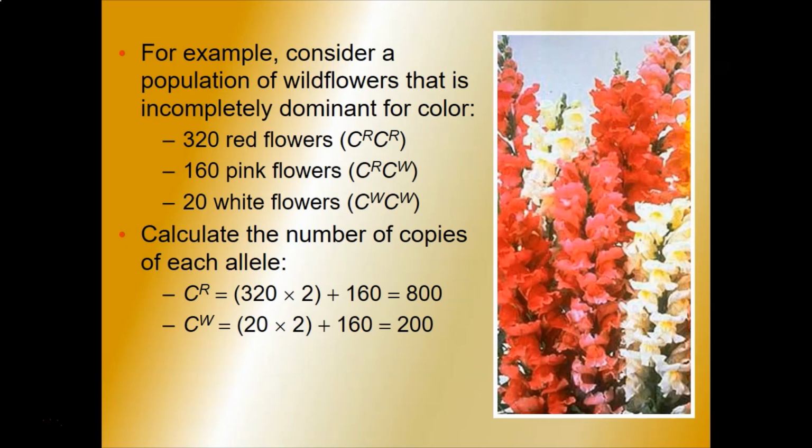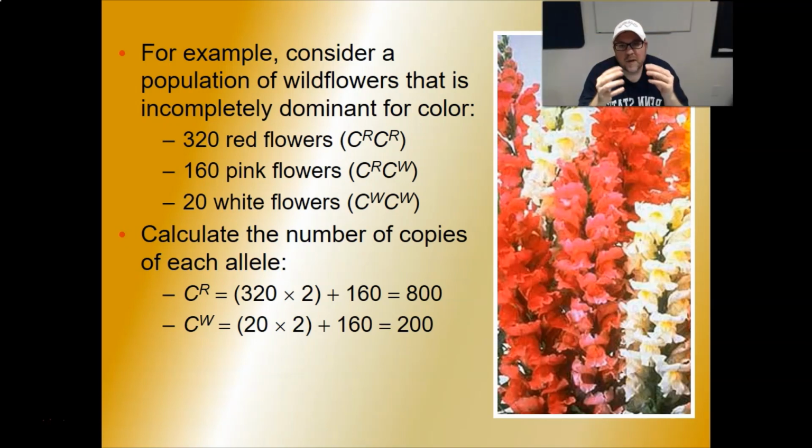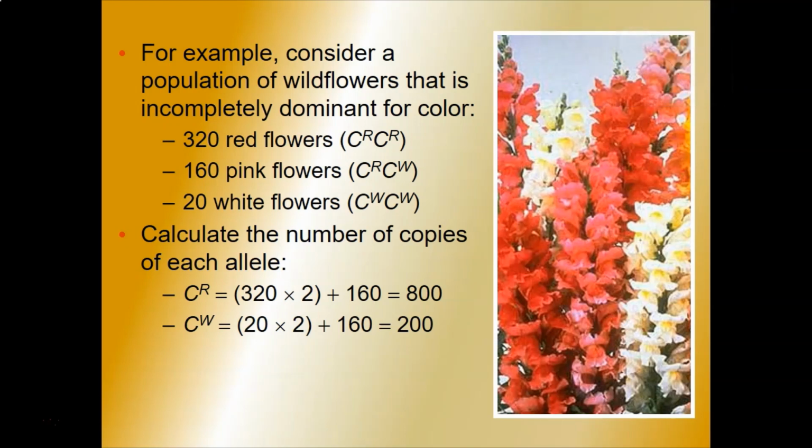First of all, you have to go back to your genetics. Remember what incomplete dominance is? That's when the heterozygote is a blend of the 2 homozygotes. So there's the homozygous dominant, the homozygous recessive, and the heterozygote, where they're blended together. In this case, red and white make pink. So if you have 320 red flowers, which is homozygous red, 160 pink flowers, which means we have red and white alleles, and 20 white flowers, which is just homozygous recessive white.